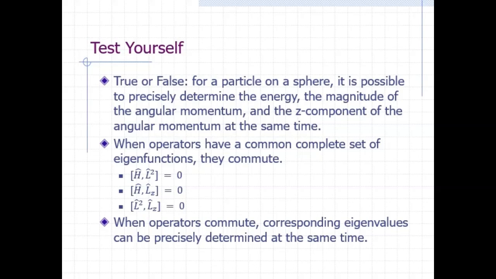Recall that the eigenvalue for the Hamiltonian operator is the energy. The eigenvalue for the L squared operator is the square of the magnitude of the angular momentum. And the eigenvalue for the Lz operator is the z component of the angular momentum. Note that if you can precisely determine the square of the magnitude of the angular momentum, it also means that you can precisely determine the magnitude itself, since it's just the square root of the square.